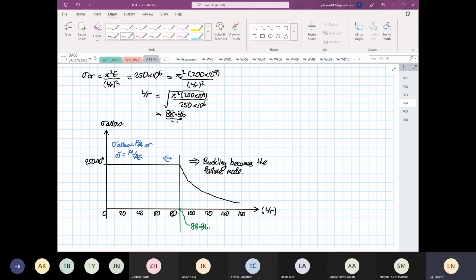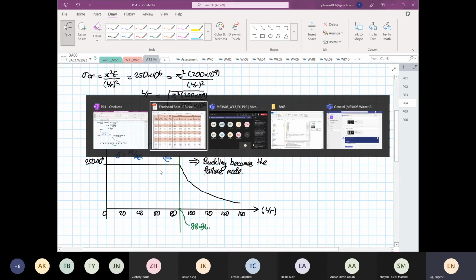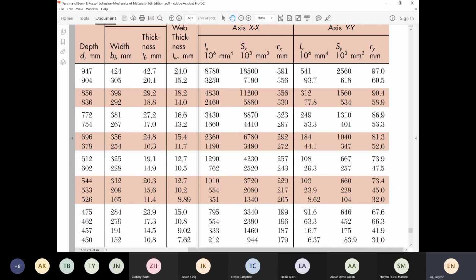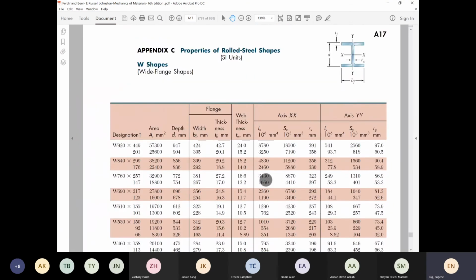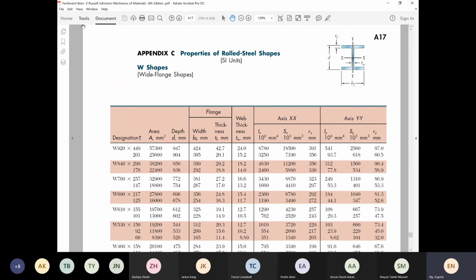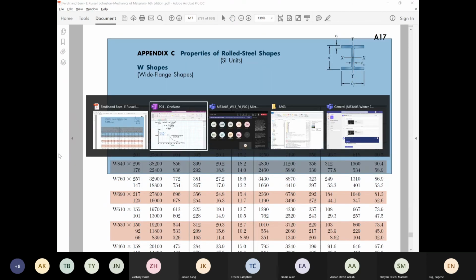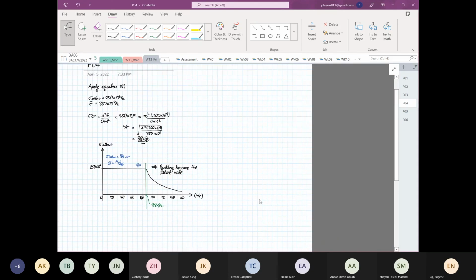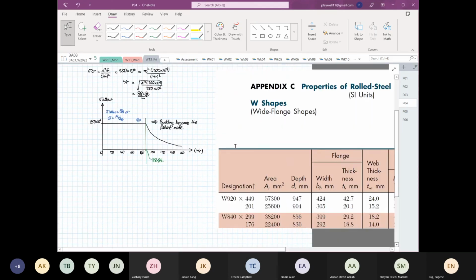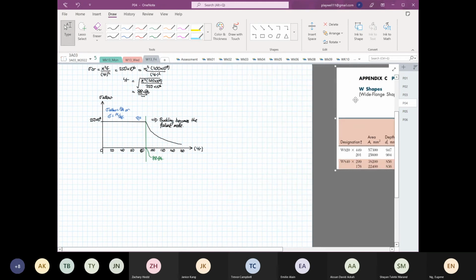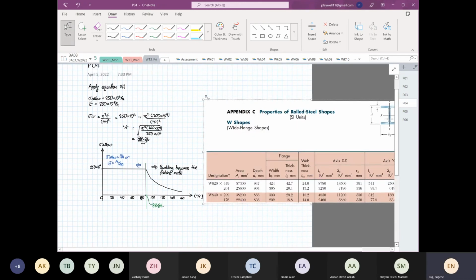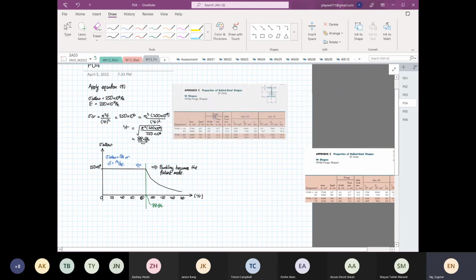So remember R. How does this work? I'll give you an example. Let's say we want to use a certain beam. We want to use this beam over here. Let me copy and paste.